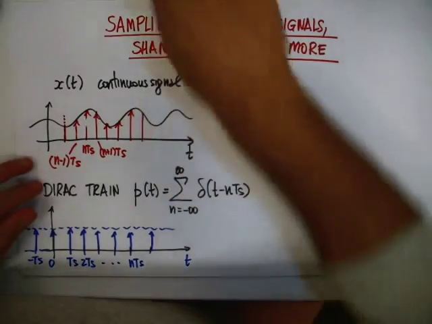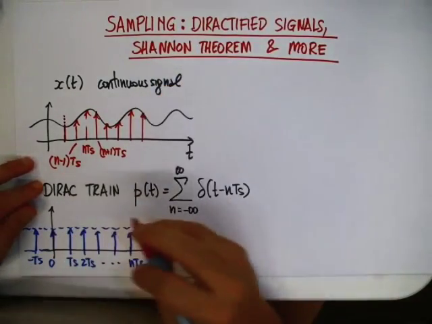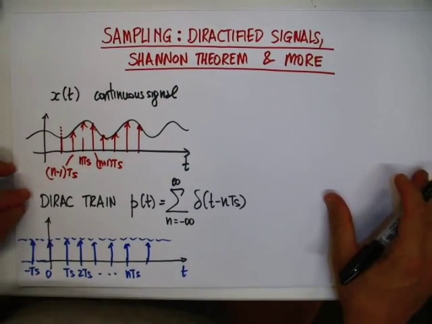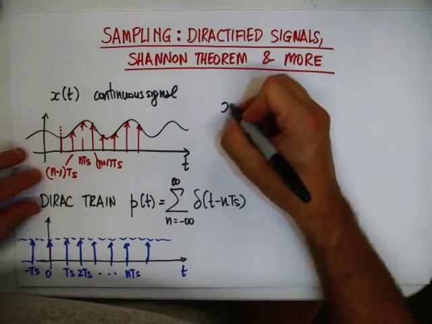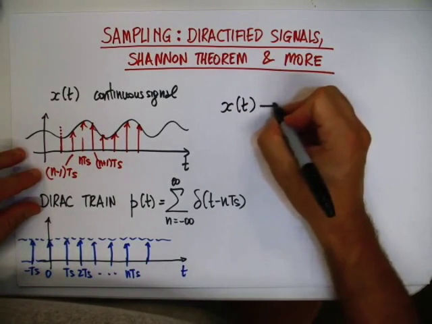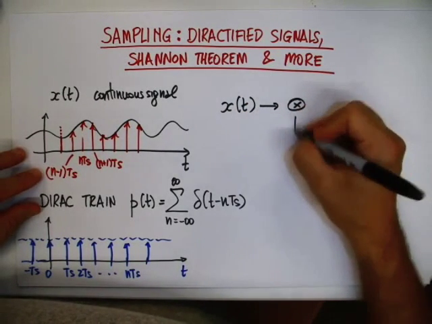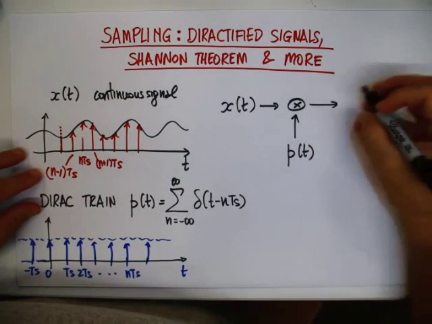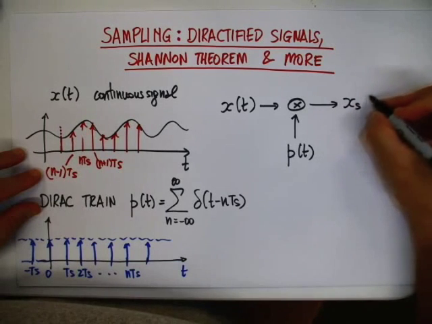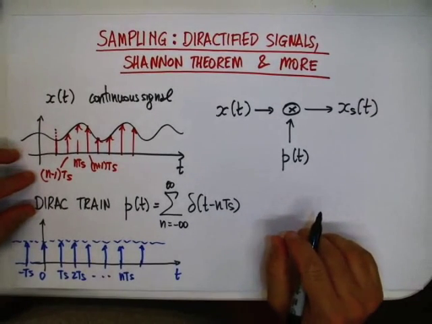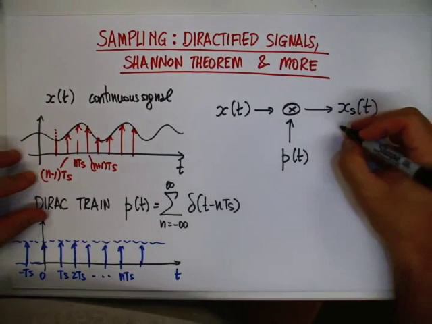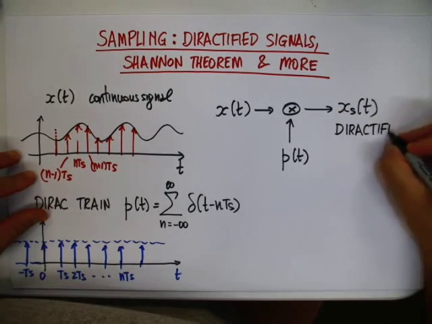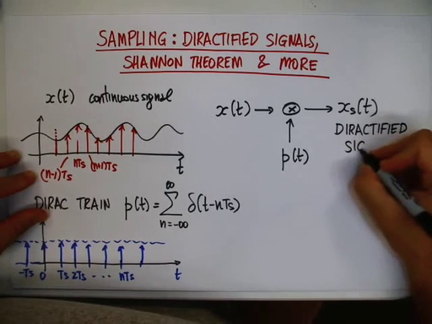and in order to obtain the discrete sampled signal, what do we do? We take x of t and we multiply it by the Dirac train, and the output is going to be a sampled signal, which I'm going to call the Diractified signal.